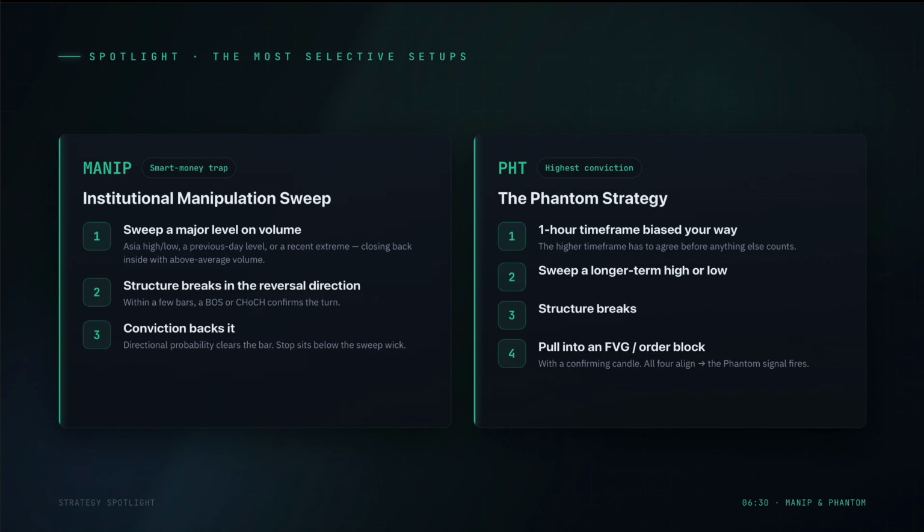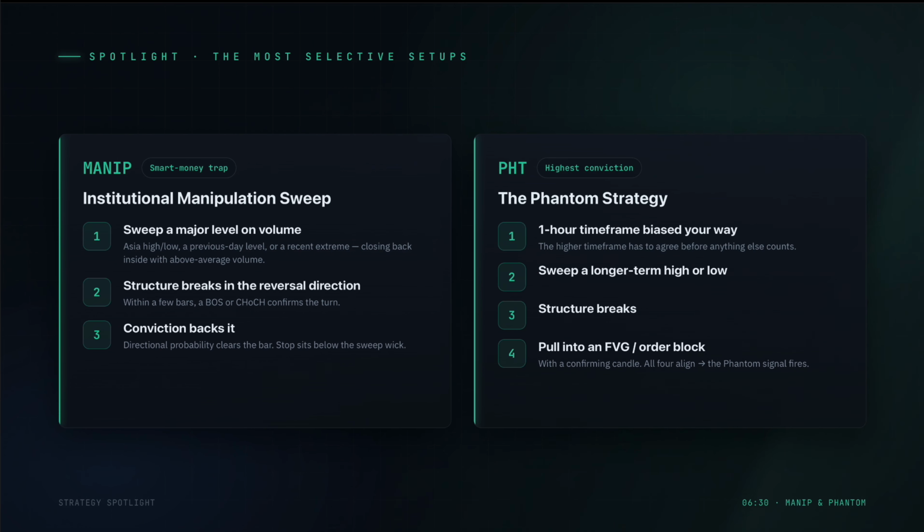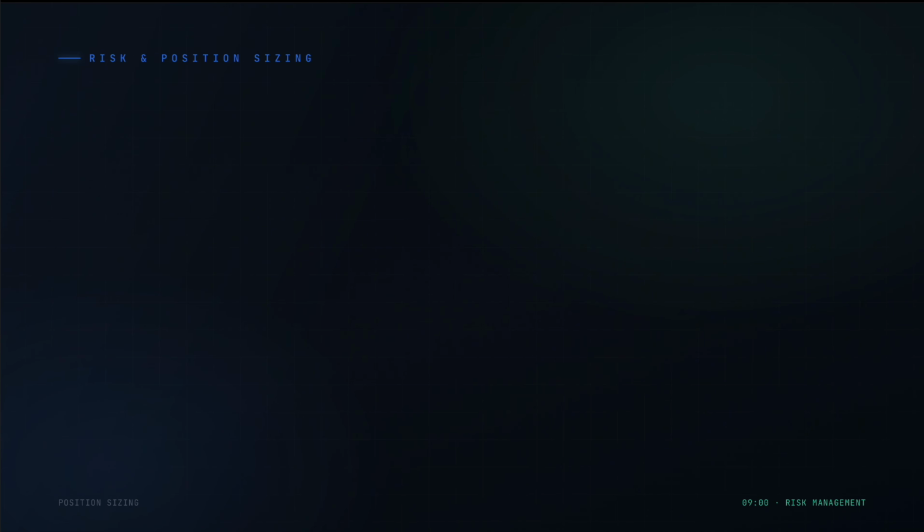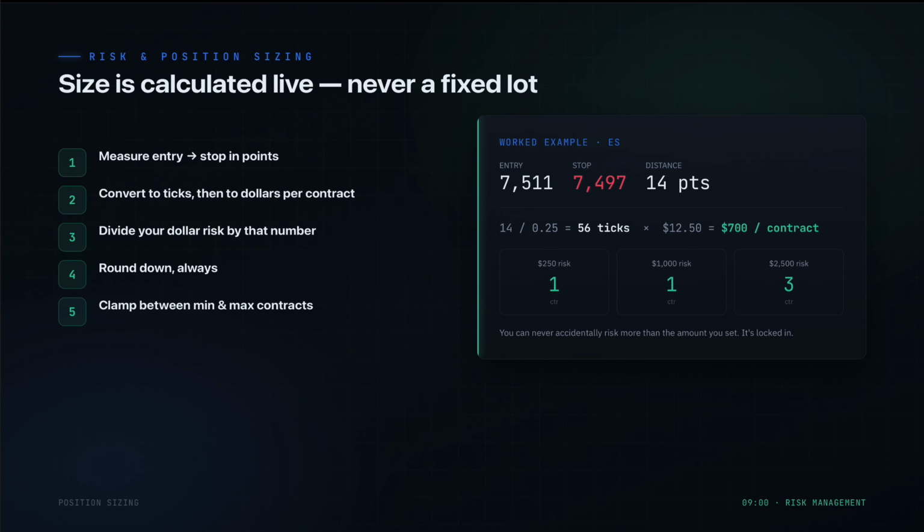7 is phantom, the most demanding setup. The 1 hour time frame bias your way, a sweep of a longer term high or low, structure breaking, and a pull back into a fair value gap or order block with a confirming candle. And 8 is fibble. Price inside the OTE zone sitting right on the high volume support level, the structural line, the textbook institutional entry. A signal fires and passes the grade.